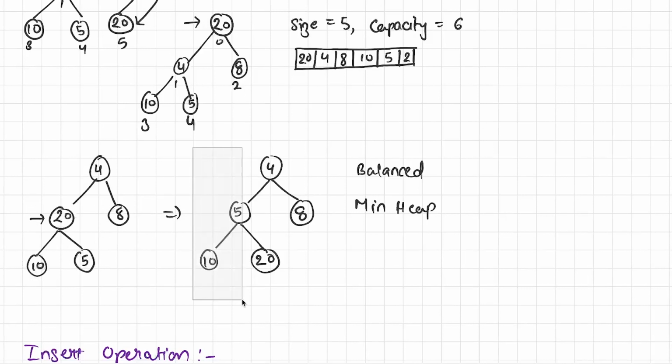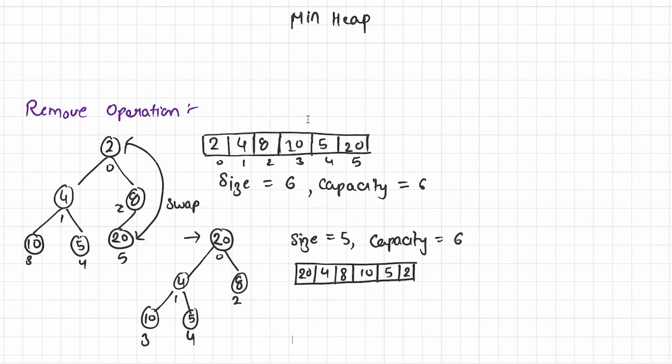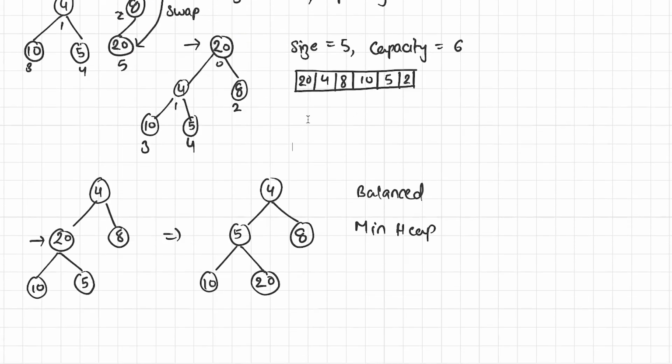Now you can see that this tree is perfectly balanced and satisfies all the properties of minimum heap. 4 is the smallest among all the elements, and this is true for all the subtrees. 5 is the smallest among 10, 20 and 5, and 8 has only one node. So guys, this is how the remove operation works in the heap data structure. I hope this is clear to you.